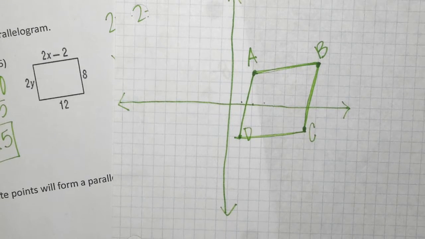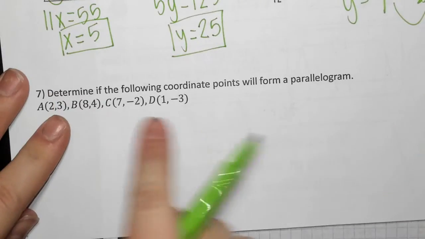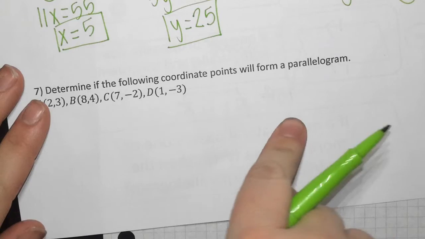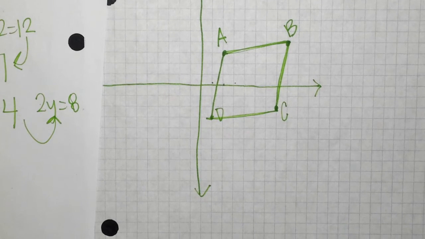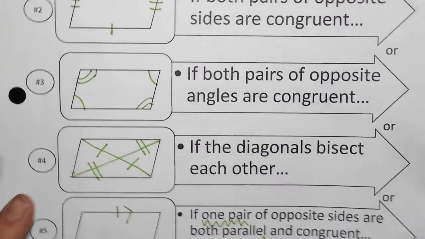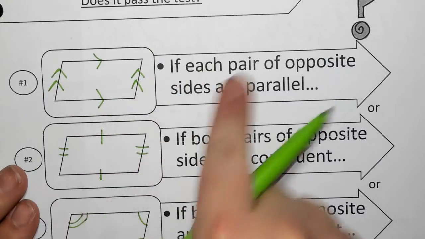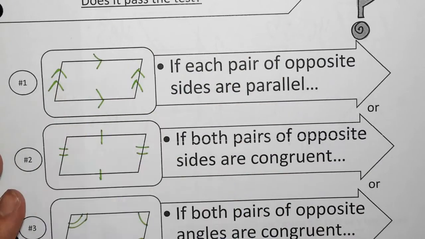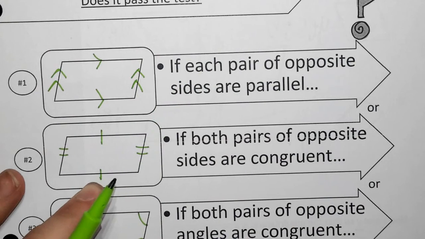Alright, so the question says, determine if the following coordinate planes will form a parallelogram. Well, you have a lot of choices. You can either prove that they have all the properties of parallelograms, or you can pick one test. Out of these 5, you can pick one. To me, the easiest to prove is number 1, because I would rather find the slope than the distance.